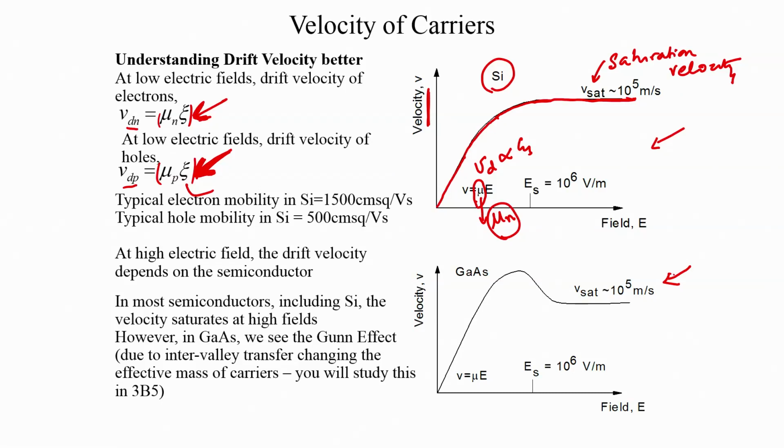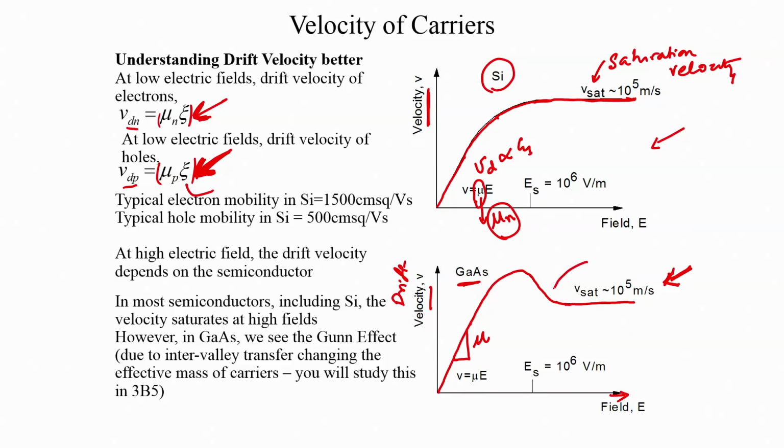Now, other materials like, for example, gallium arsenide behave in a slightly more interesting manner. Here is a plot of the drift velocity of electrons in gallium arsenide versus the electric field. At low electric fields, we see that the drift velocity is proportional to the applied electric field, and the slope defines the mobility. But as the electric field begins to increase, the drift velocity tends to saturate, but then it suddenly starts to drop, and it drops down and begins to saturate at a new value.